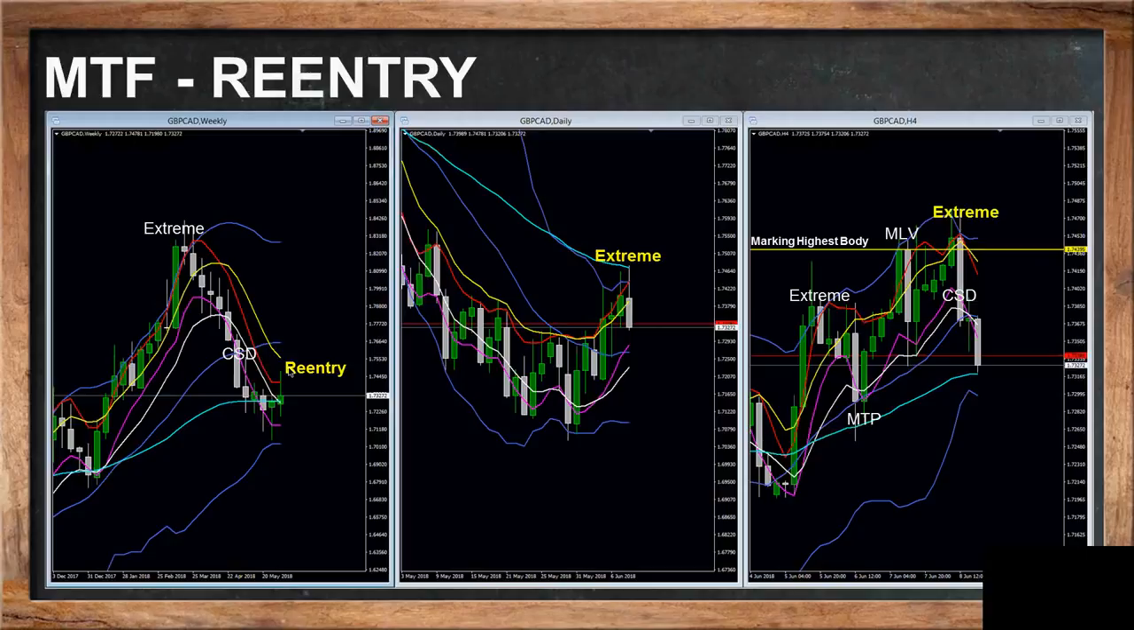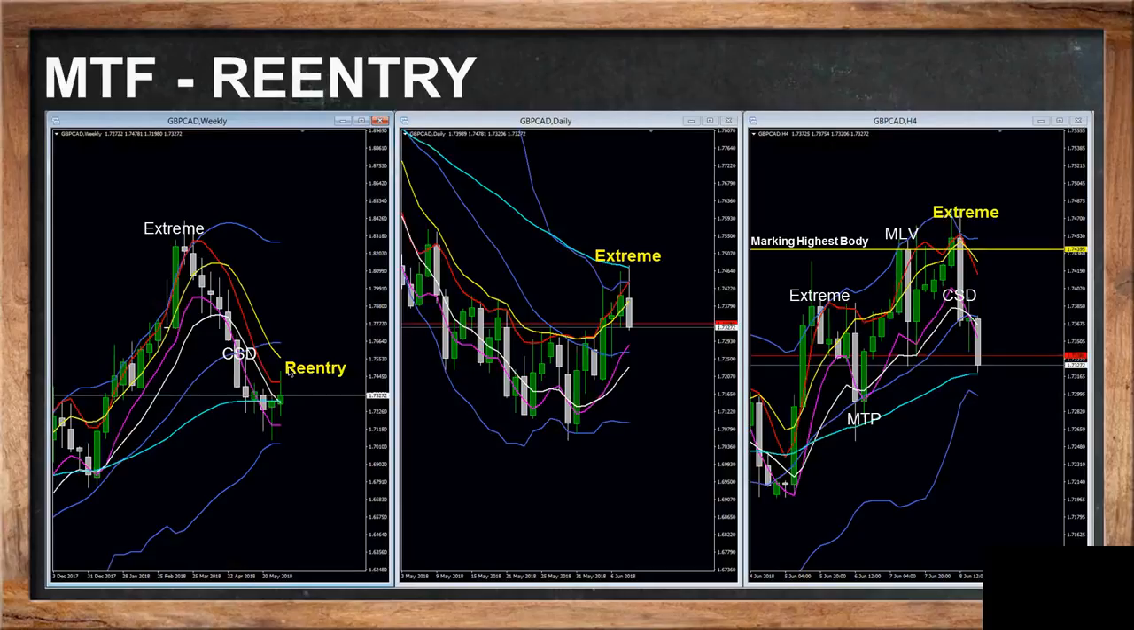So if the re-entry is on weekly, then daily is the second time frame and H4 is the third time frame. What you need to identify is that in daily, the second time frame, at least must have an extreme.